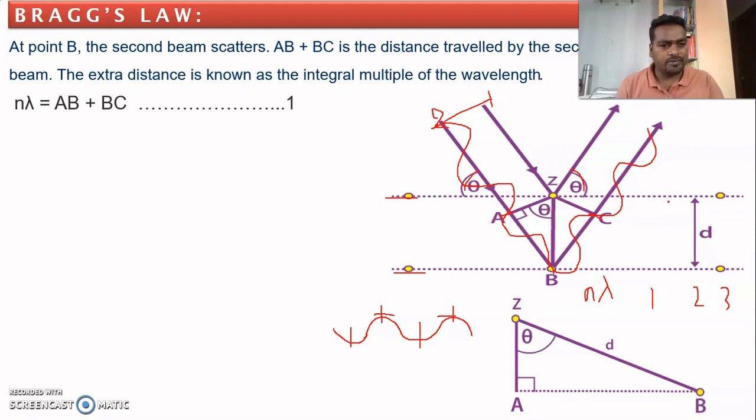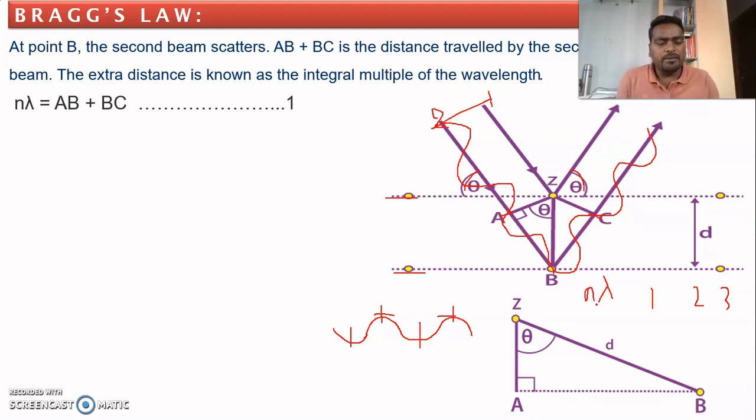It depends on the order of the plane. And in this figure, d is nothing but the interplanar distance, that is, the distance between two planes, called d here. So we know that n lambda is equal to AB plus BC. So we understood why AB plus BC, this extra distance, is equal to n lambda. n is the number of waves. For example, in this diagram, there are two waves present, so it is equal to 2 lambda.